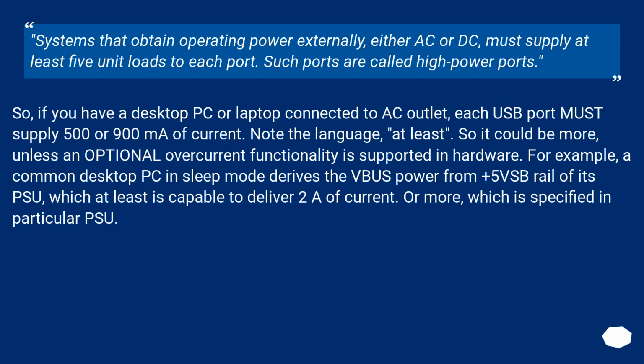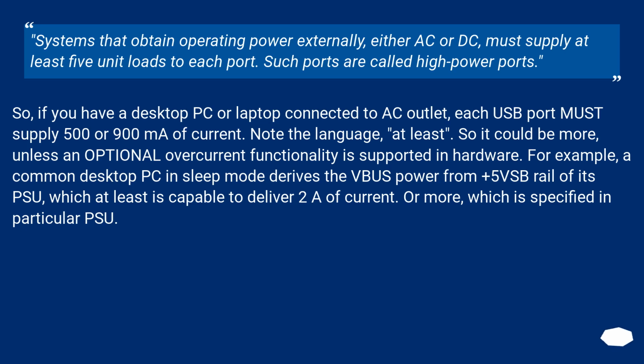Systems that obtain operating power externally, either AC or DC, must supply at least 5 unit loads to each port. Such ports are called high-power ports. So, if you have a desktop PC or laptop connected to an AC outlet, each USB port must supply 500 or 900 mA of current. Note the language, at least. So it could be more, unless an optional overcurrent functionality is supported in hardware.